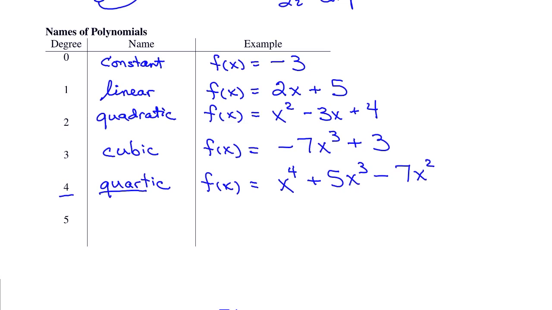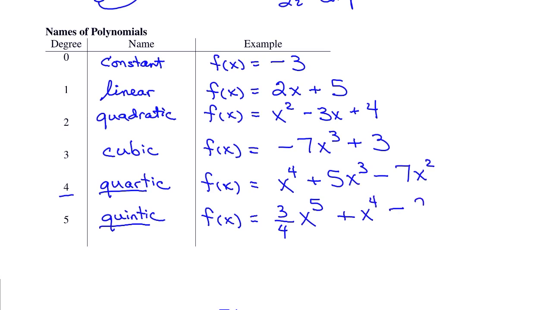And lastly, a polynomial of degree 5 is called quintic. And you can remember this one based on the word quintuplets. That's what it's called when you have 5 babies at the same time. And an example would be f of x is equal to 3x to the 5th power plus x to the 4th minus 2.